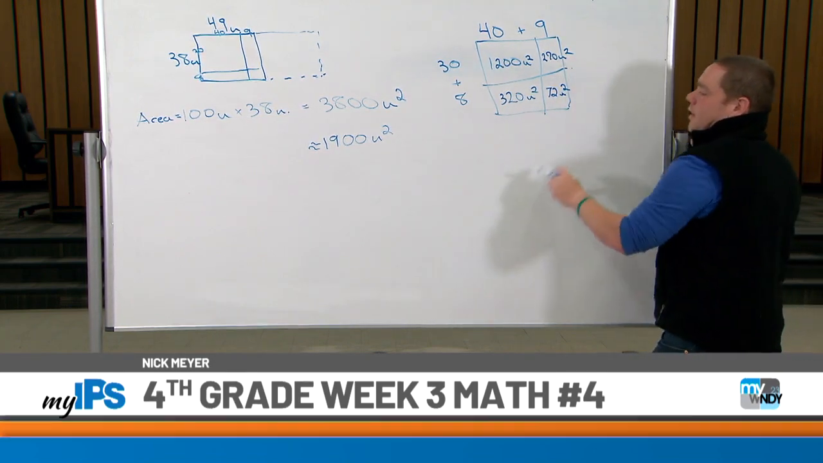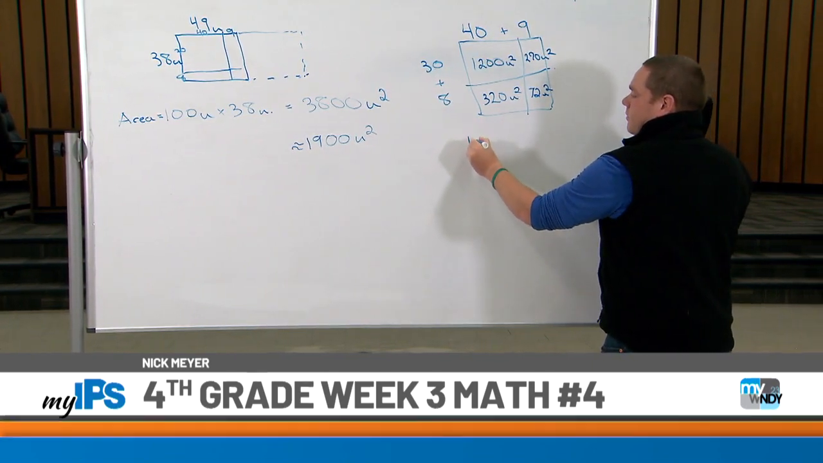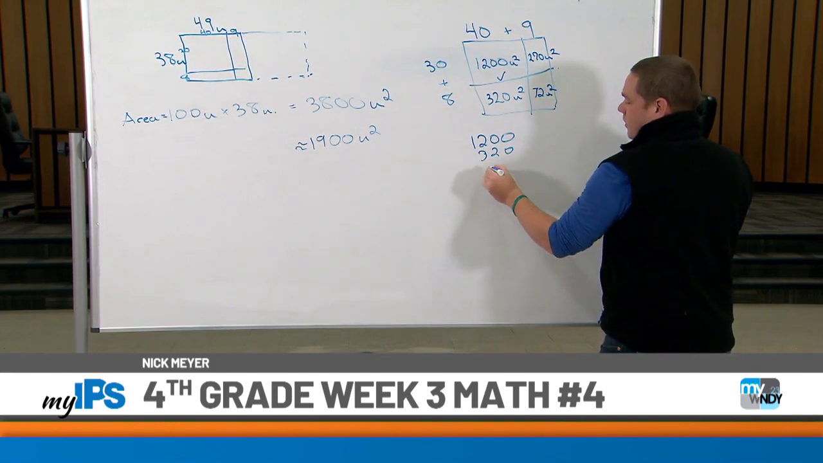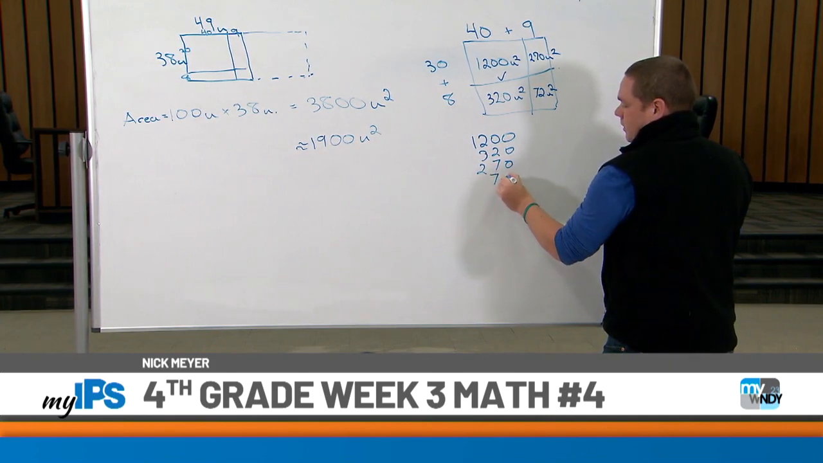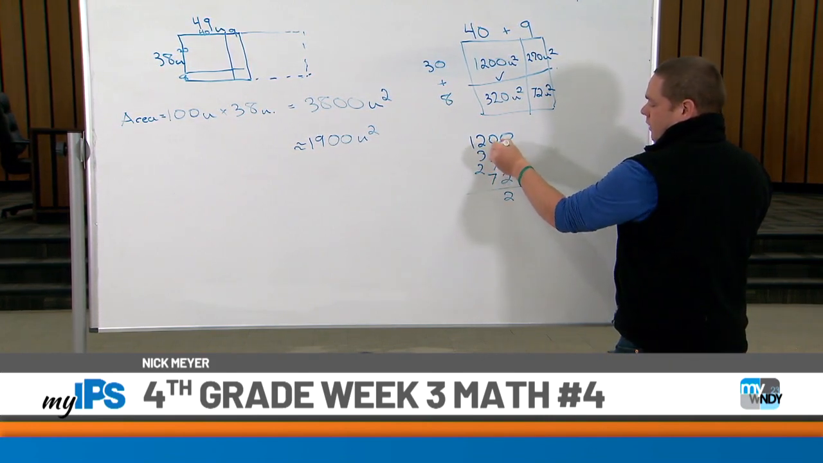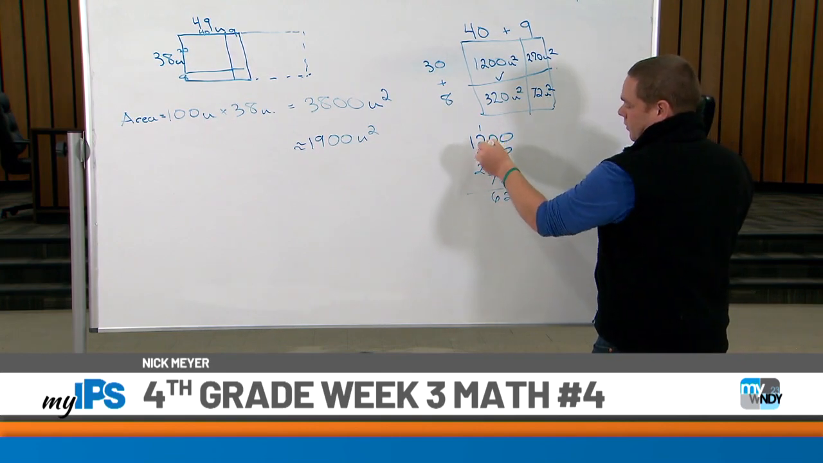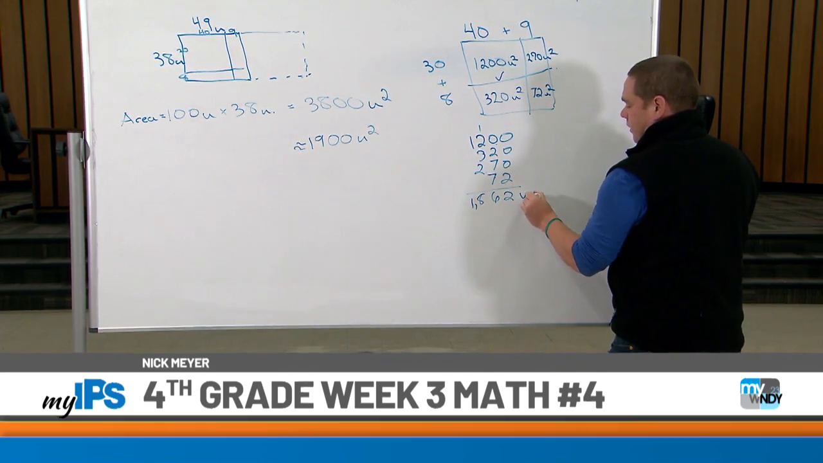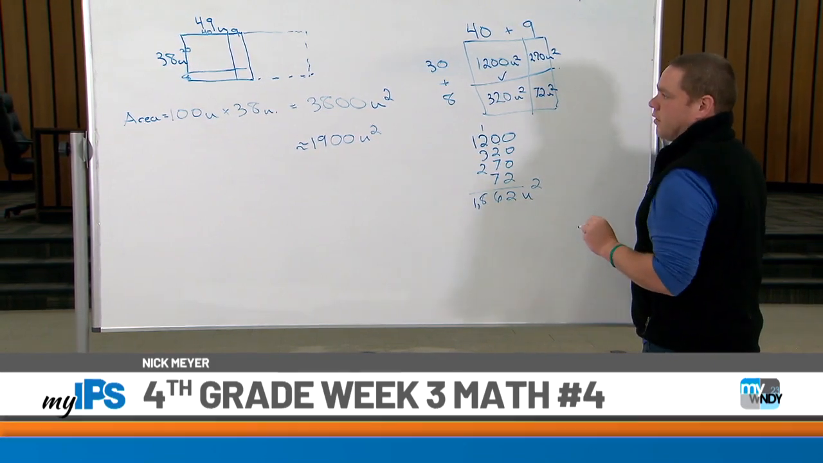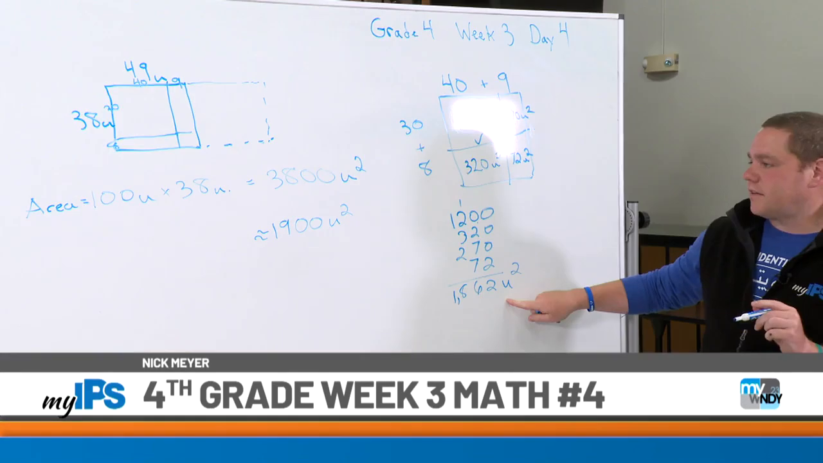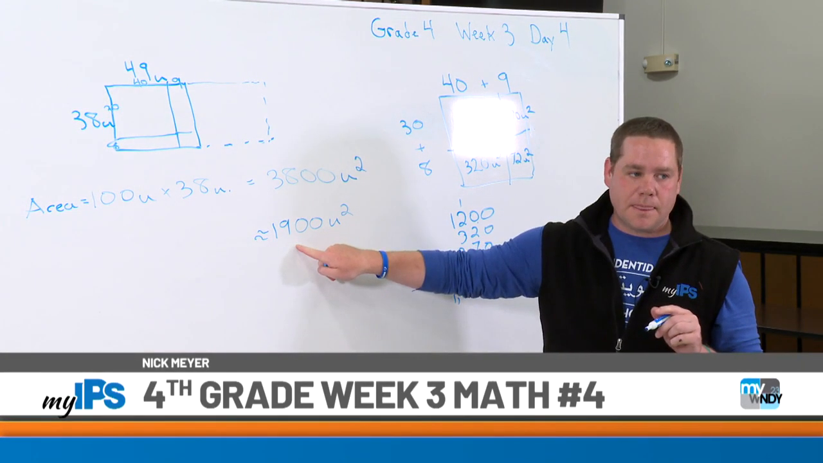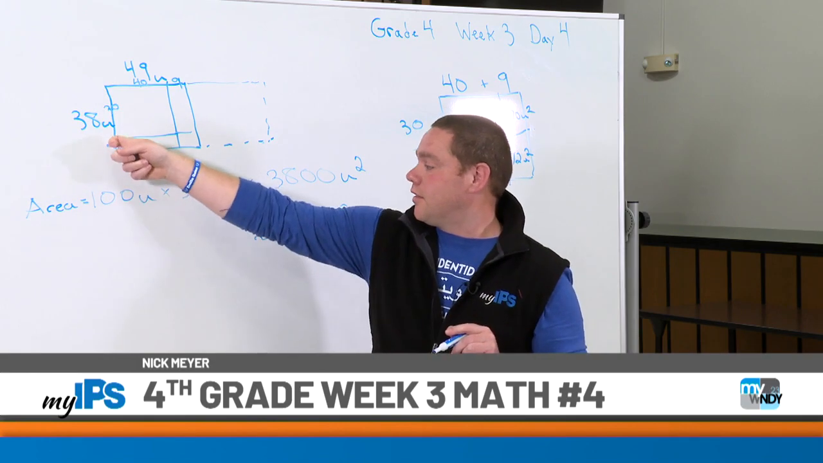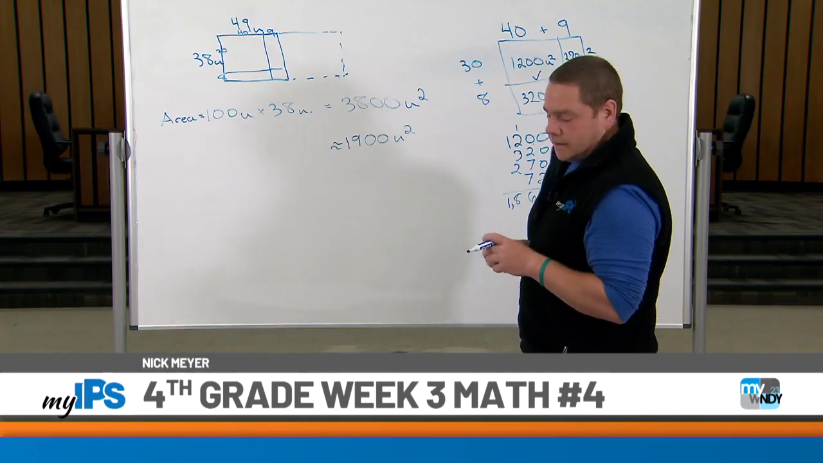Now I'm going to add all of these up, and my answer we know should be close to 1,900. 1,200 plus 320 plus 270 plus 72 is 1,862 square units. Look at the difference between 1,862 square units and 1,900. It's exactly 38 less, because 49 was one less than 50, so 38 units less than when we figured out half of 100. So that's that one.